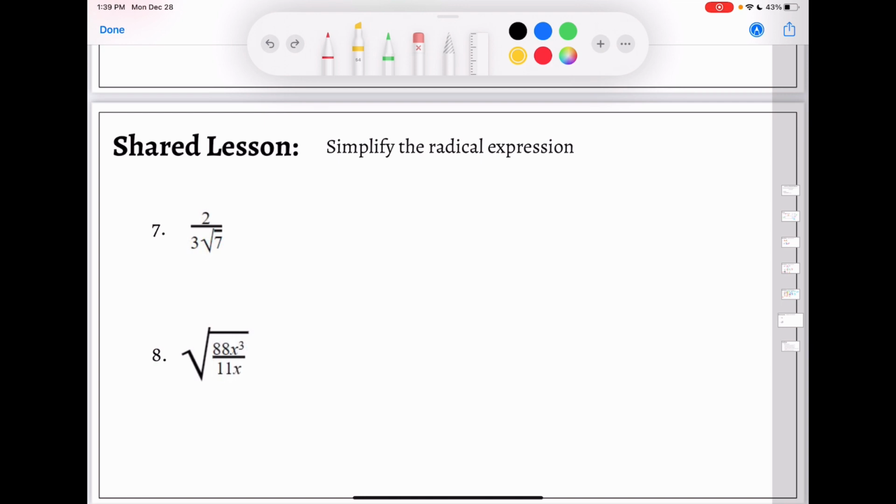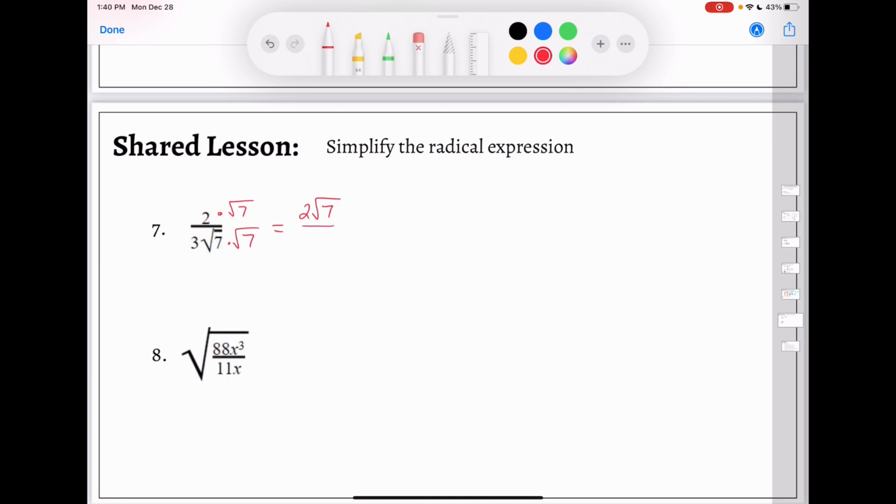I do have a radical in the denominator though, which I need to get rid of. Now I don't need to multiply by the whole denominator, only the radical part. The 3 is perfectly fine where it is. What I can't have down there is the radical 7. So the only thing I'm going to multiply by here is just the radical 7. On the top, the 2 is on the outside and the 7 is on the inside, so I can't combine anything. They just stay exactly how they are.